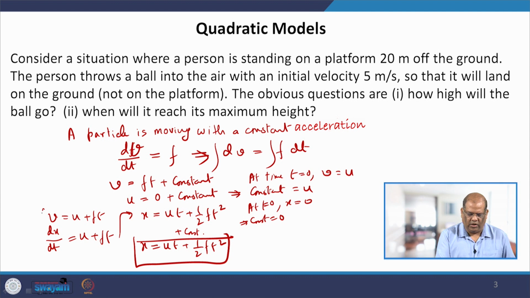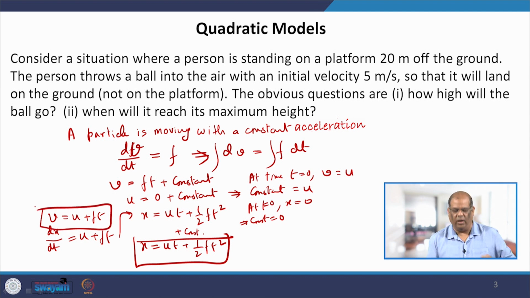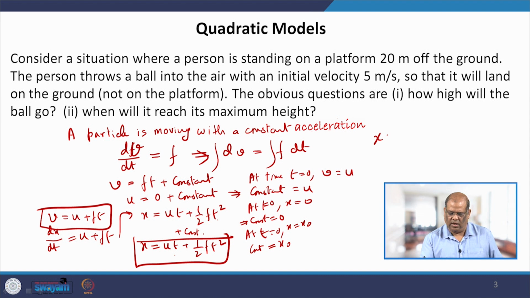You are all familiar with this formula. You have learned this in physics, that v equal to u plus ft and x equal to ut plus half ft square. Suppose I change this initial condition and I write that at t equal to 0, I have x equal to x0. Then all of the other terms are going to be 0, but the constant is now x0. So, you have the formula that x equal to x0 plus ut plus half ft square.